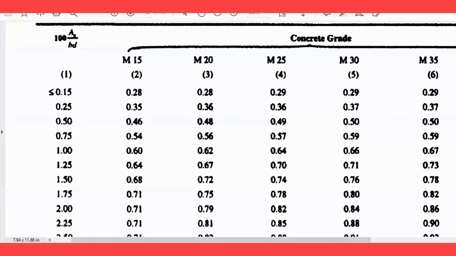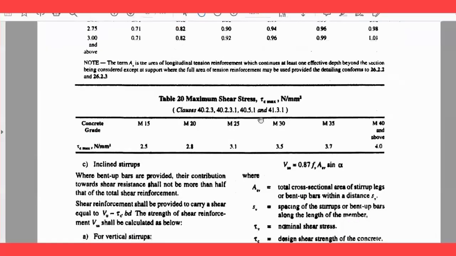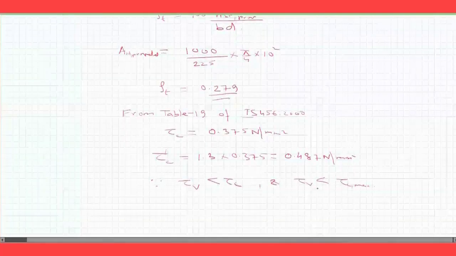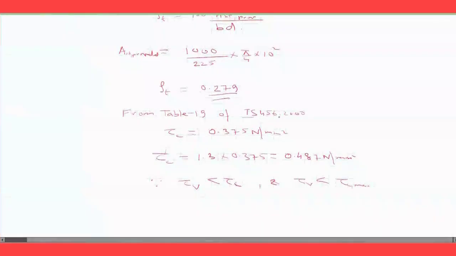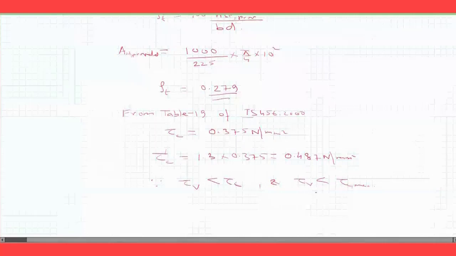Okay, it is less than tau C max. Tau C max I can show. It is here. The value of tau C max is given as 2.8. So tau V is very less. It's obvious, I have not written that, but I knew tau V is less than tau C max. Since both conditions are satisfied, you will say that the slab is safe in shear.